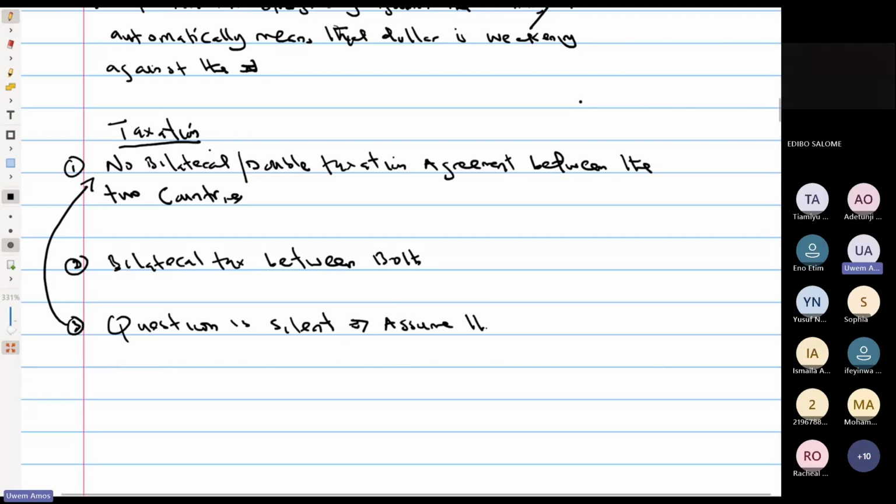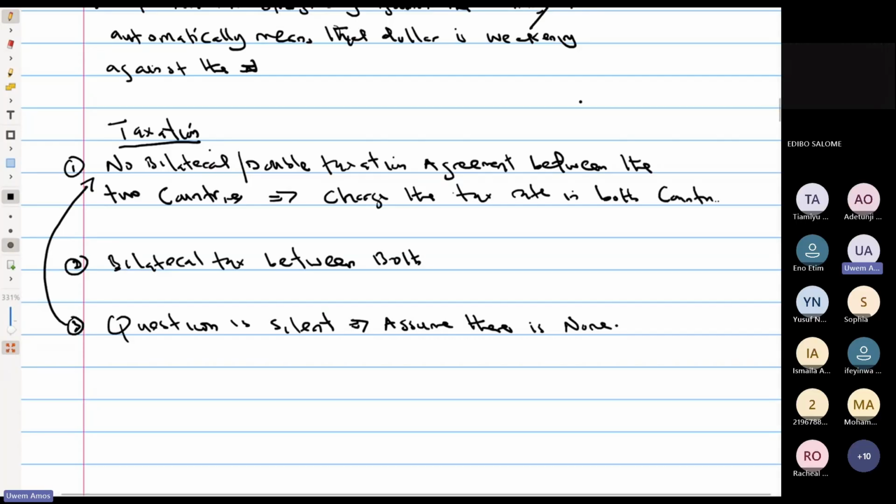Since the question is actually silent on it, I advise students to assume there is none. Some people might tell you to just assume any of them, but generally I tell people, be silent, assume that there is none. Now, if there is no bilateral taxation agreement, you would charge tax in both countries. So you charge the tax rate in both countries.